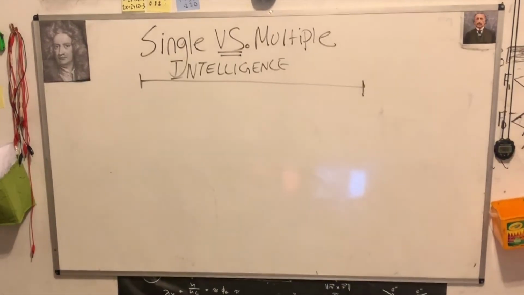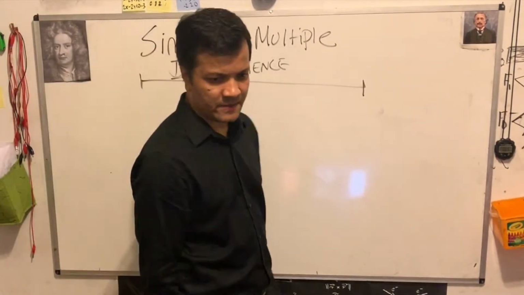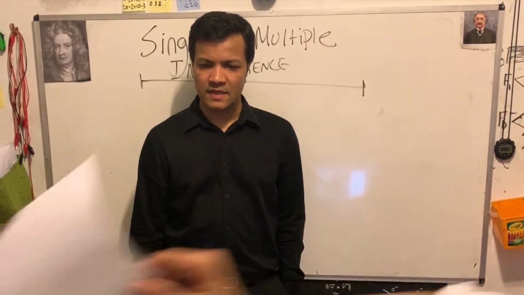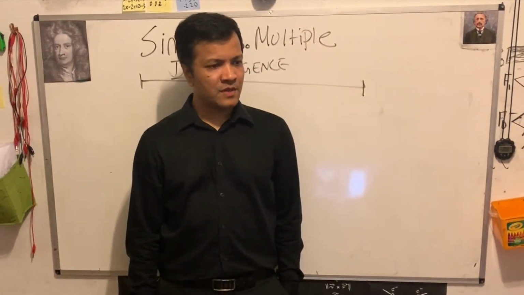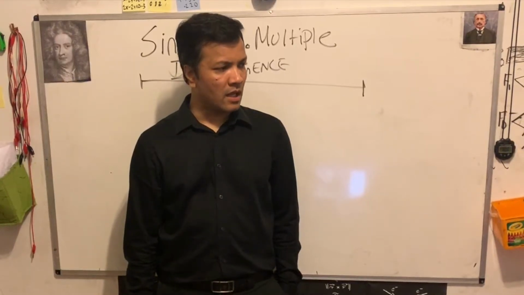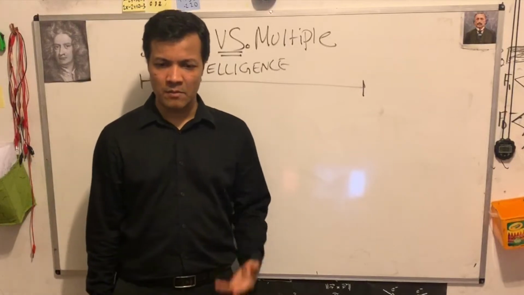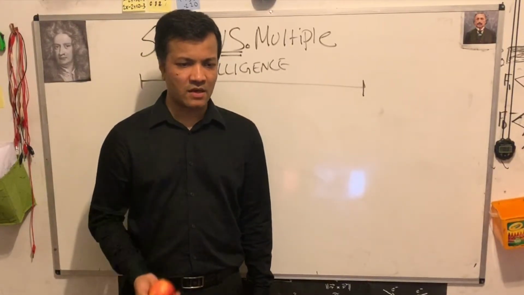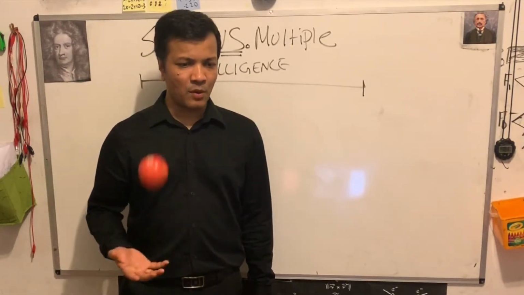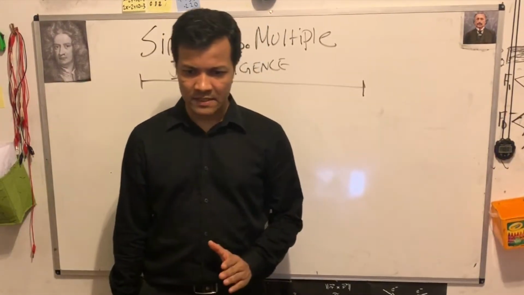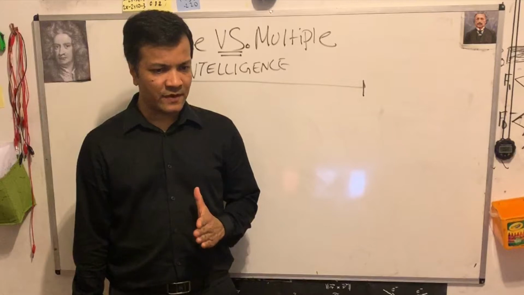Alright, so that's enough. Today we're going to talk about intelligence, and I'm going to divide intelligence into two parts. One I'm going to call single intelligence, as you know, and the other one I'm going to call multiple intelligence. Now what do you see in my hand? An apple. Alright, so I'm going to do two things. I'm going to divide that into two different scenarios.